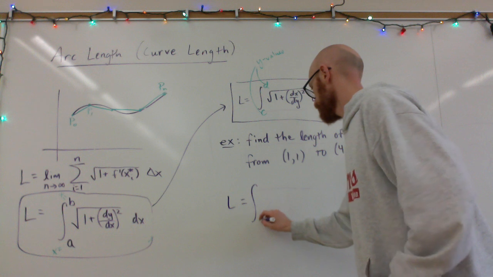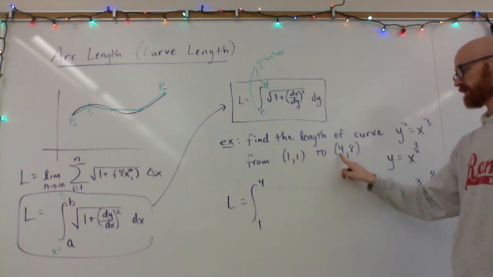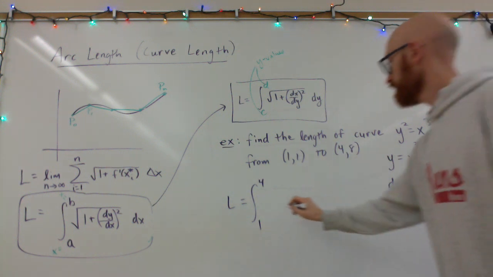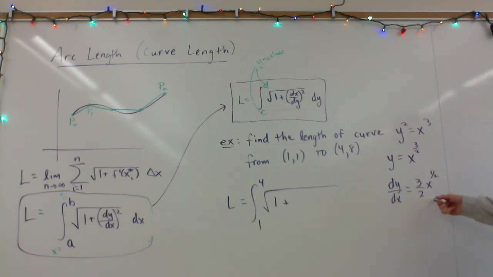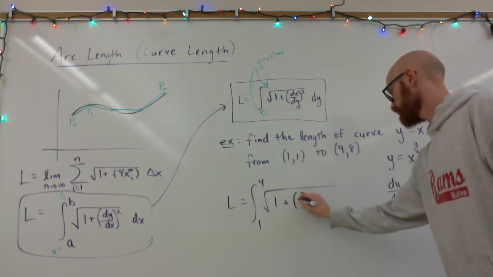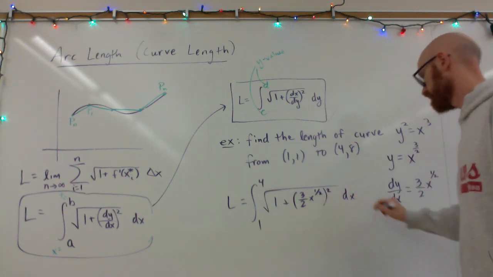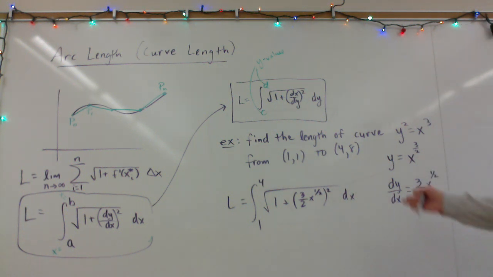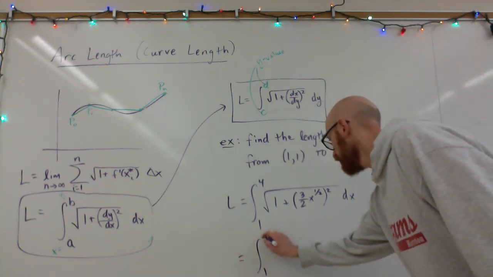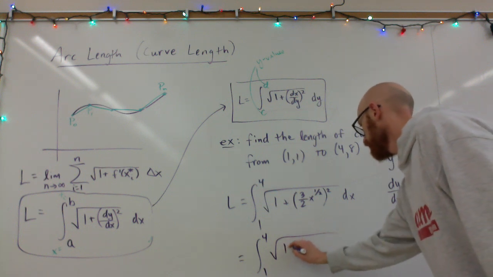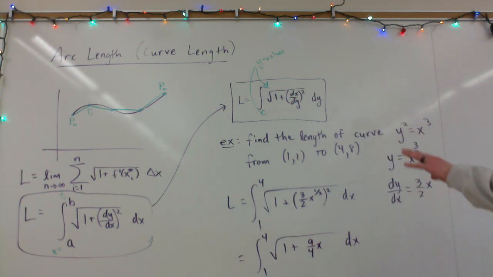The arc length equals, we know we're going from 1 to 4 because we're working dx, x values of 1 and 4. And we take the square root of 1 plus (dy/dx) squared. That's (3/2 x to the half) squared. And when you square those, it cleans up a little bit. We're going from 1 to 4, 1 plus 9/4 x to the 1. And then this is an integral.